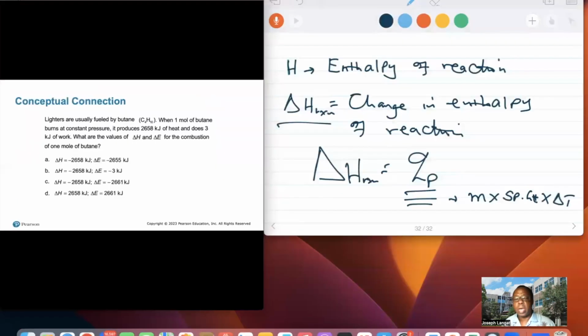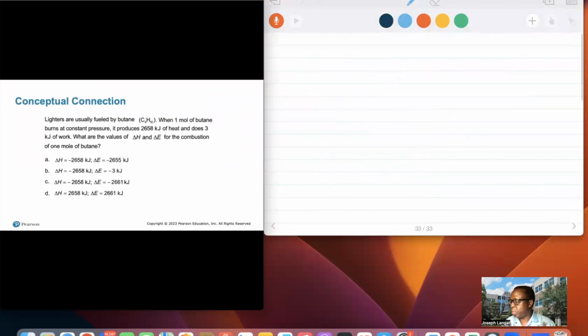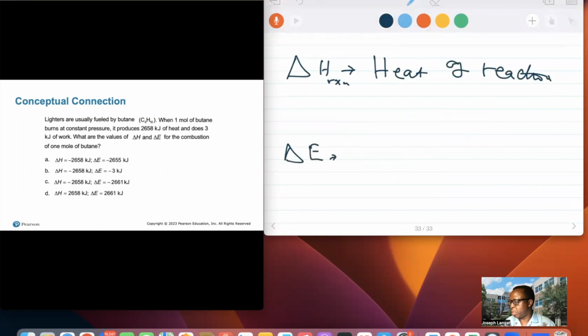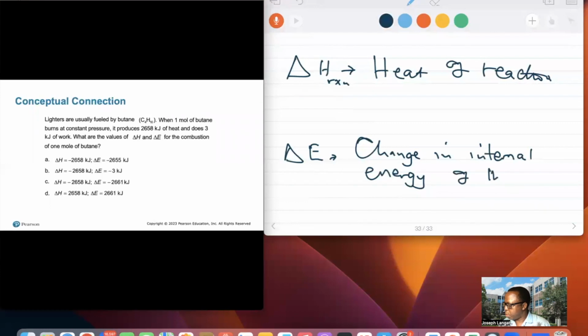This is enthalpy for the reaction, heat of reaction, and this is the change in internal energy. You need to understand that this is just the heat of reaction, you should have the subscript there, whereas this is the change in internal energy of the system.